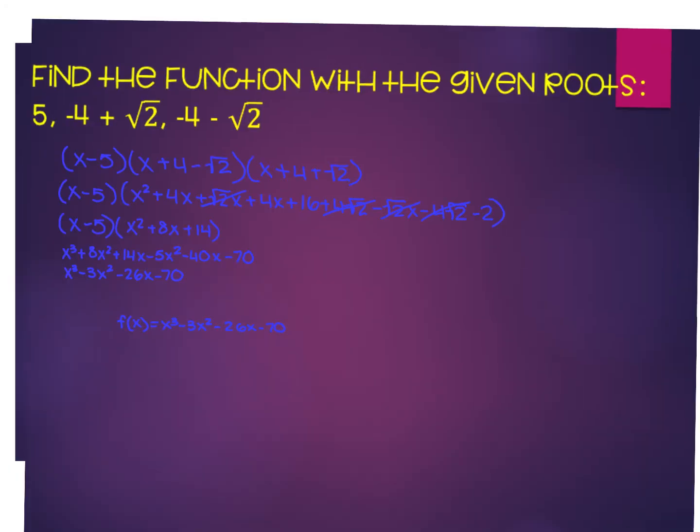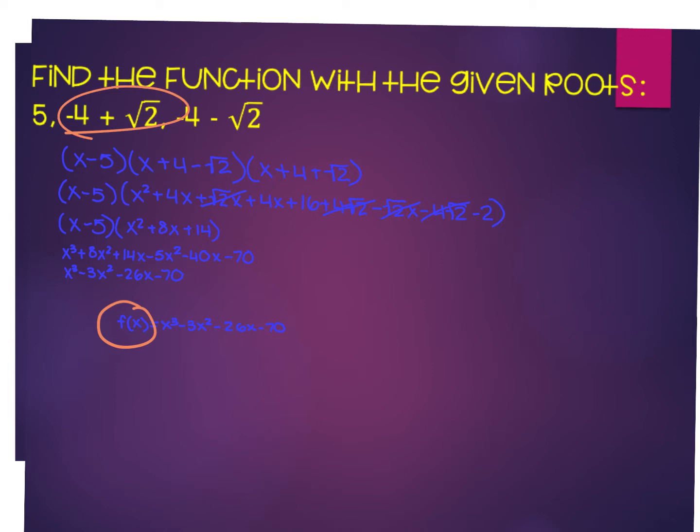This was even better. Okay, overall pretty good. A lot of you forgot the f of x. Don't forget that that's equal to f of x. You're making it a function. But you should have gotten x to the third minus 3x squared minus 26x minus 70. You want to change the signs here.